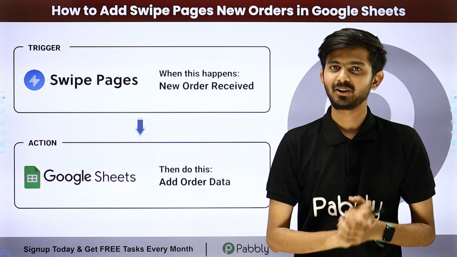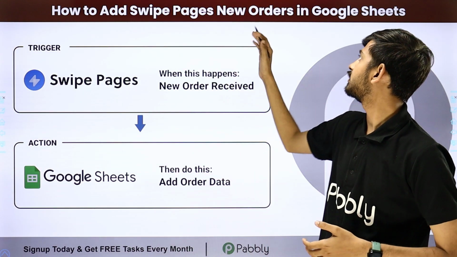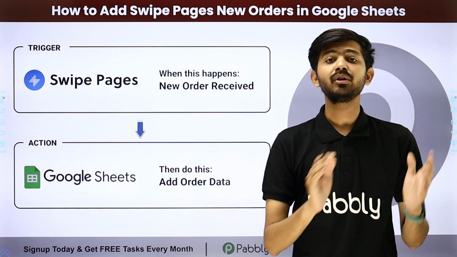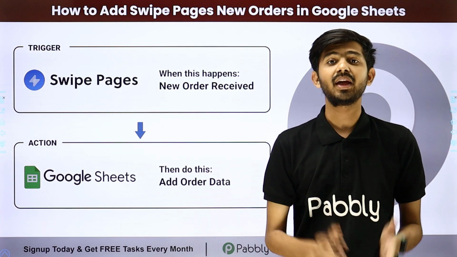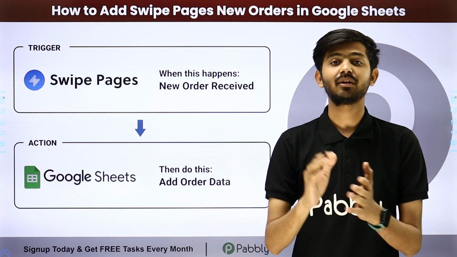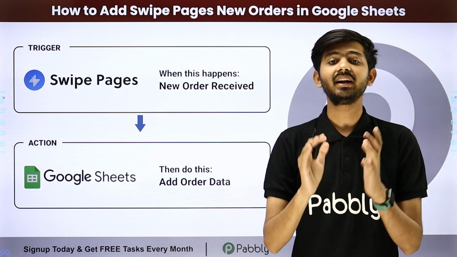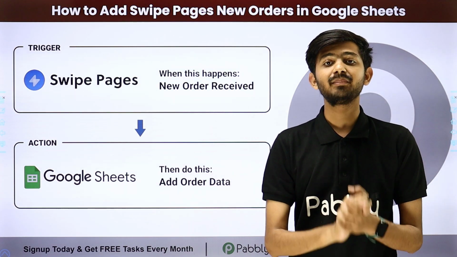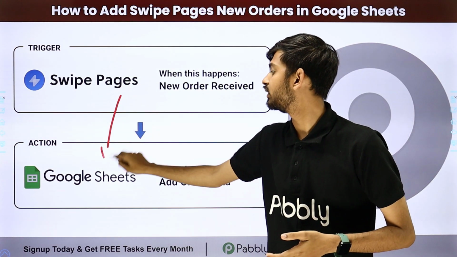Hello everyone, today our topic is how to add Swipe Pages new orders in Google Sheet. So here my objective is that whenever I receive a new order from Swipe Pages, I automatically capture the details of that order and add that data automatically in my Google Sheet. For that, I have to build a simple connection between Swipe Pages and Google Sheet.